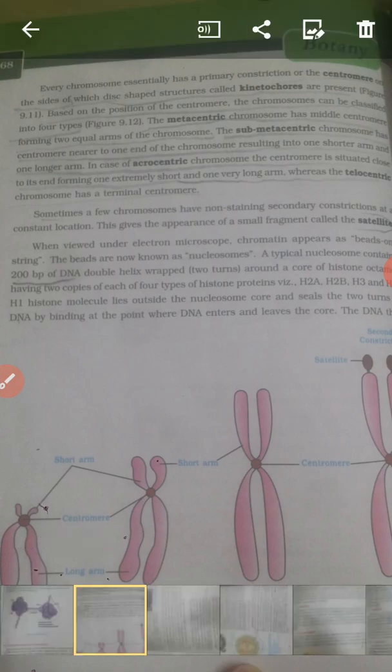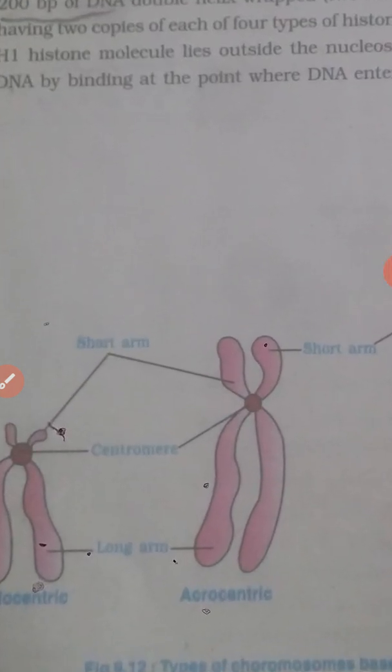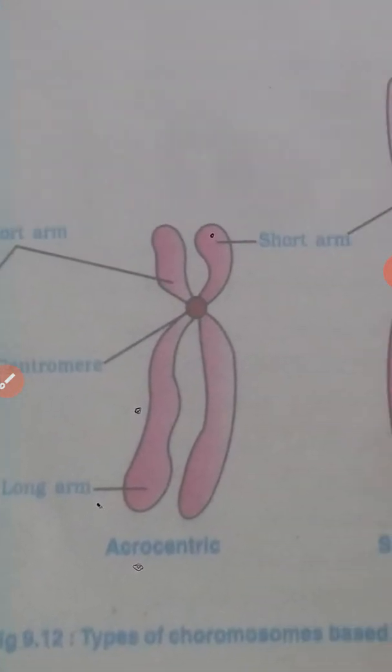Based on the number of centromeres, chromosomes are divided into monocentric, dicentric, and polycentric. Monocentric have 1 centromere, the most common. Dicentric have 2 centromeres. Polycentric have more than 2 centromeres. And now, based on position, they are divided into telocentric, acrocentric, submetacentric, and metacentric.